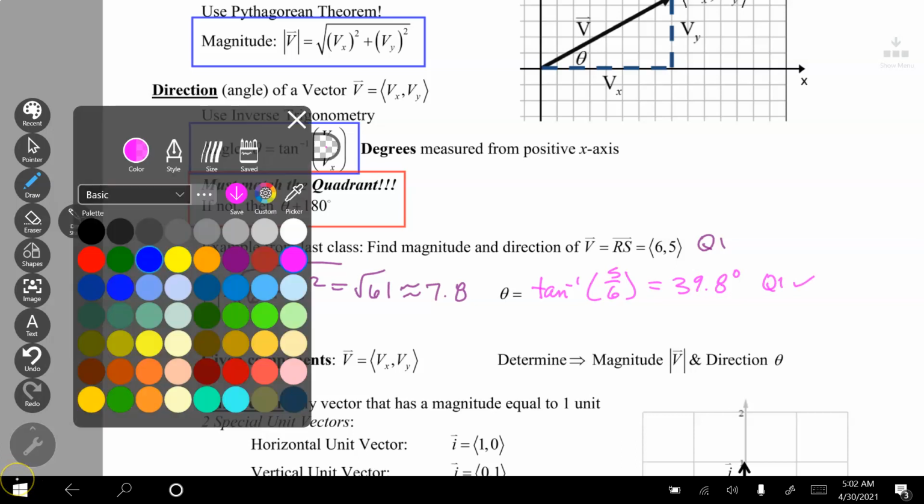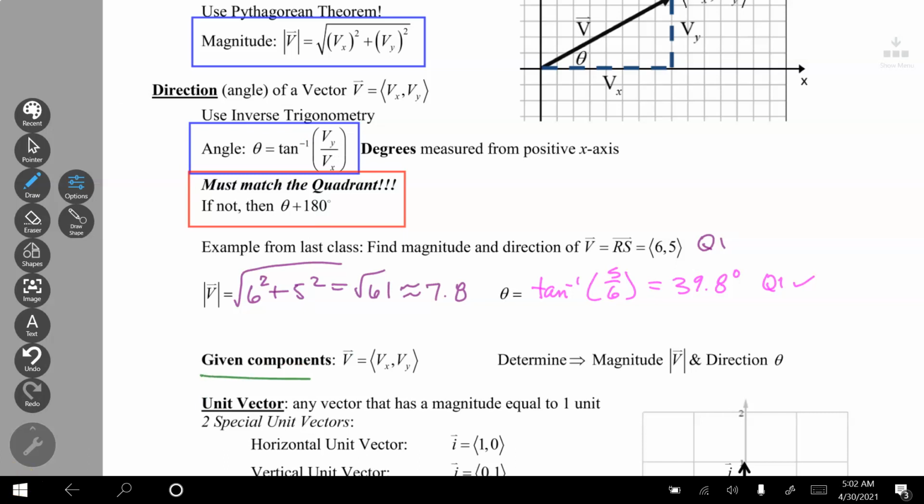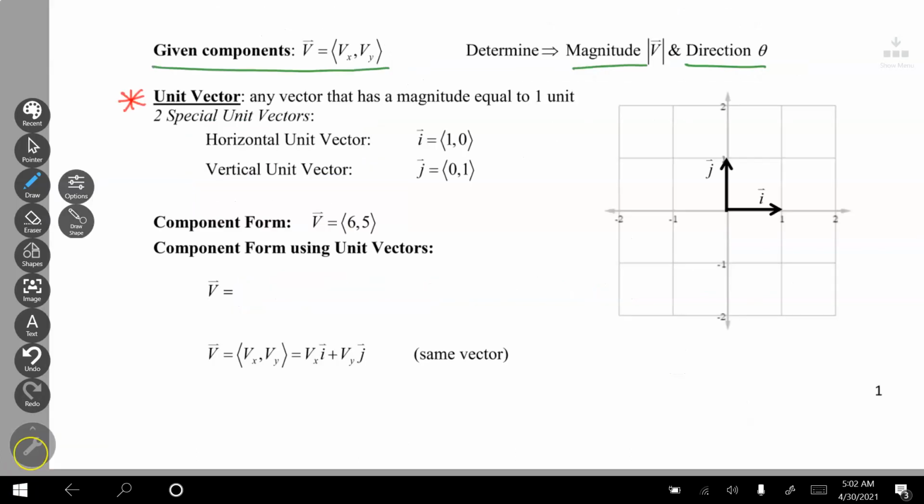So when we have components, x's and y's, I can figure out the magnitude and its directional angle. Now we're going to talk about a unit vector. A unit vector is a vector that has magnitude equal to 1. We have two special unit vectors, one for the horizontal and one for the vertical. It's the letter I for the horizontal because this is an x component, and the letter J is the y component.